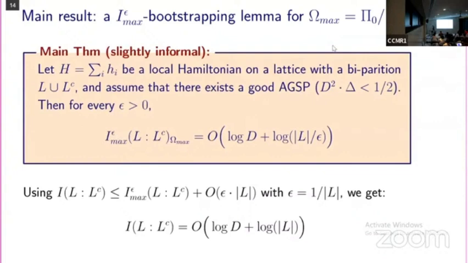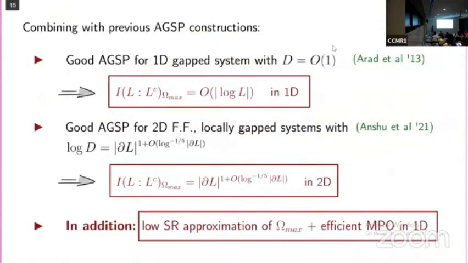Okay, so this is what we want to prove, and in some sense, this is the equivalent of the bootstrapping lemma that we had before for the unique state. But this time it is for the maximally mixed state. And then in addition, if we plug in the previous construction for the AGSP that we had for 1D and 2D, then we get an area law for these cases where we have high degeneracy. In addition, we can show that it also implies, in 1D at least, an efficient tensor network representation of the MPO that represents the maximally mixed state.